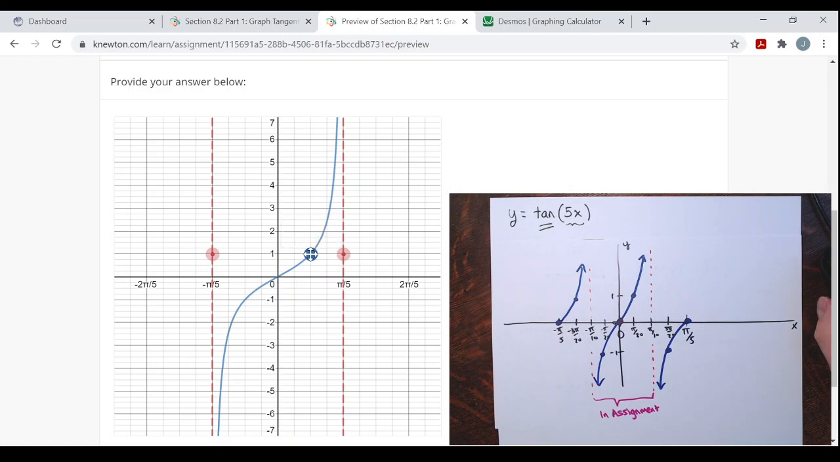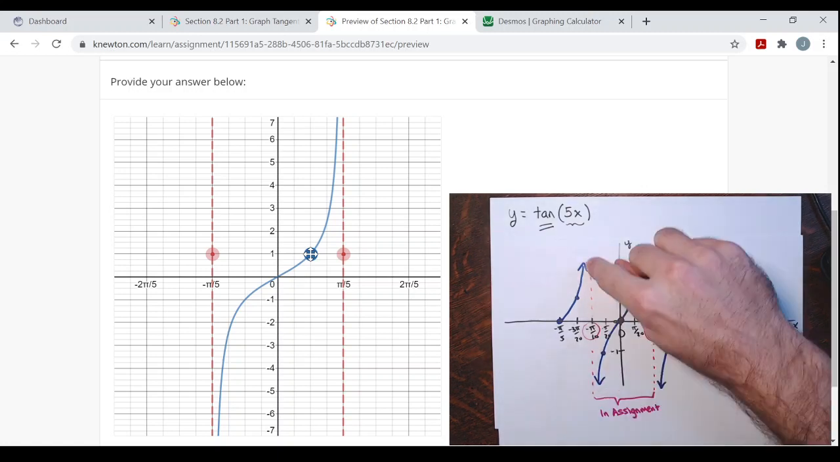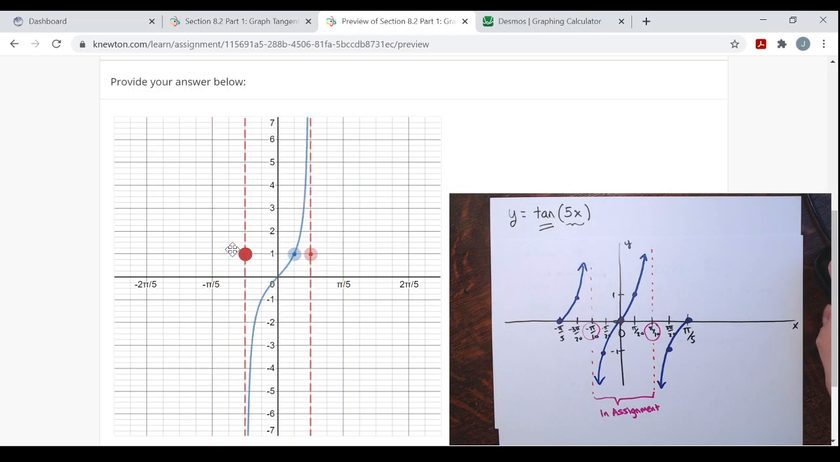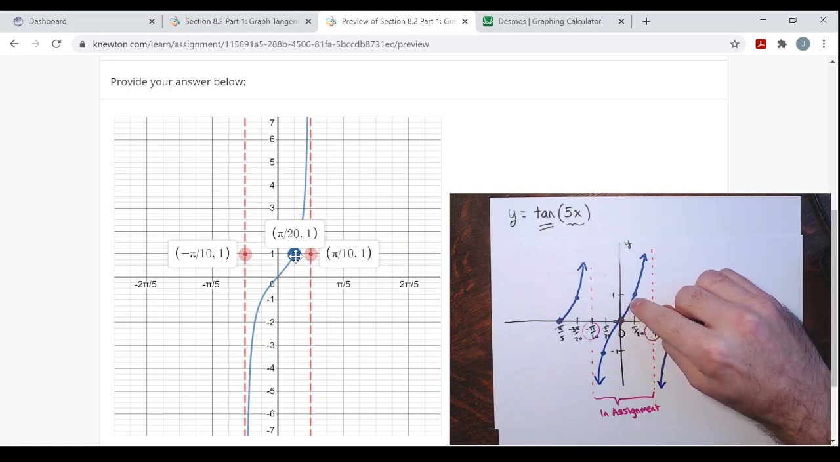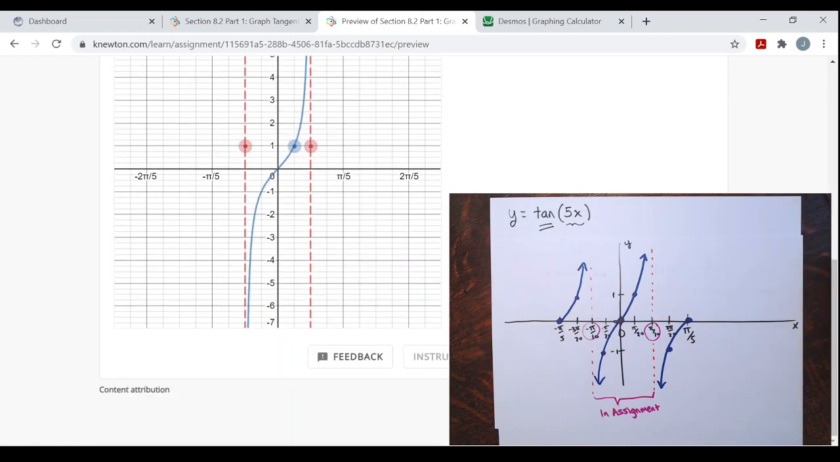Oh, nope. Sorry. Not negative pi over 5. These are the asymptotes. My apologies. The asymptotes are at negative pi over 10 and pi over 10. You see the dotted lines on my picture. My bad. So I have to move these a couple more in. There we go, negative pi over 10. So now the asymptotes are at negative pi over 10 and positive pi over 10. And this point here is at pi over 20, comma 1, which is what I have in my drawing. And it's a rising curve between asymptotes. Looks perfect.